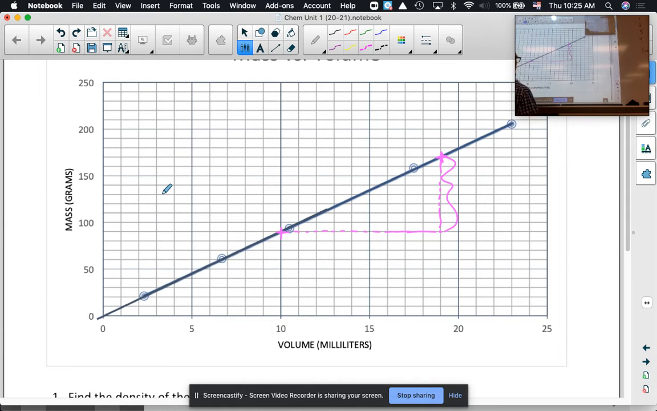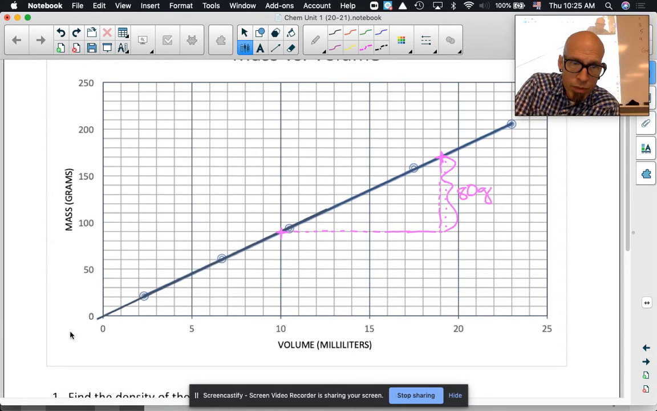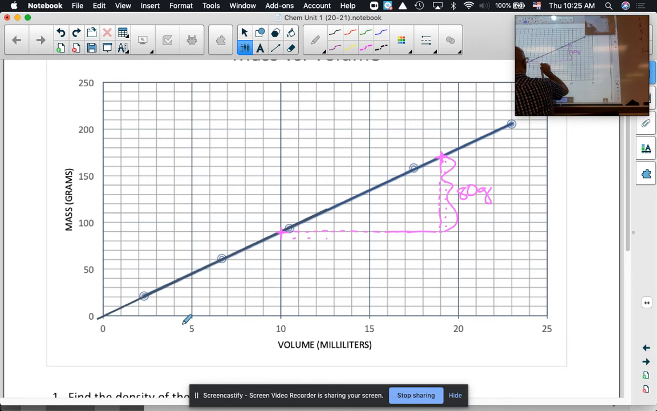Now, I need to know the rise. Hopefully, you've looked at the graph here and you've seen that this is an interval of tens. So I'm counting 10, 20, 30, 40, 50, 60, 70, 80. So I have 80 grams here. And then hopefully you'll notice that across the bottom here, this interval is ones. So I can just count 1, 2, 3, 4, 5, 6, 7, 8, 9. So I have 9 mLs here.